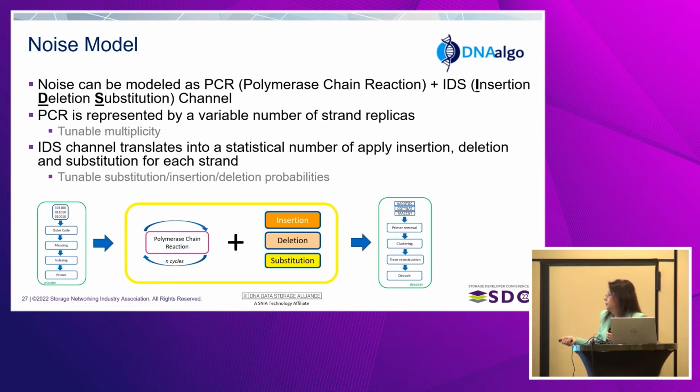And then, it's quite exactly what I described in the toy example. We apply a tunable number of replicas on each strand, and then on each strand we apply a probability of having insertion, deletion, and substitution. So it's exactly like the toy examples. This is how we model the noise in the simulator.